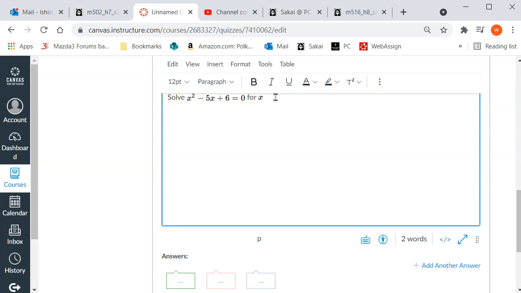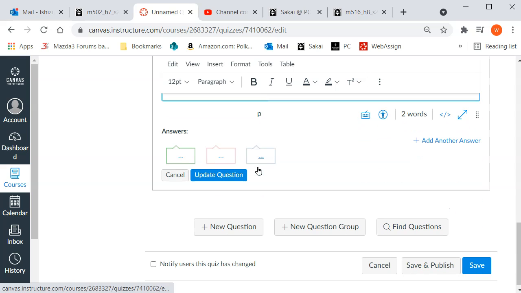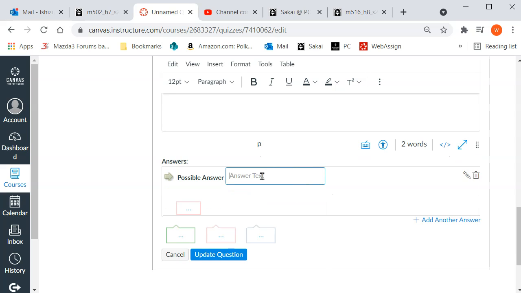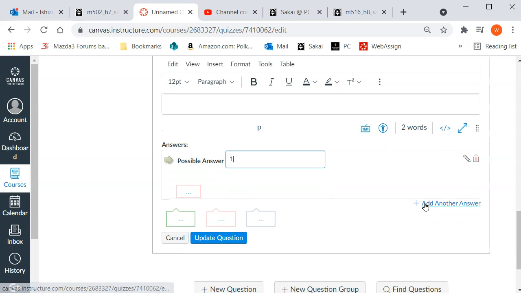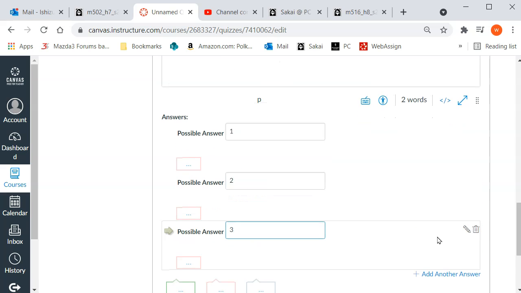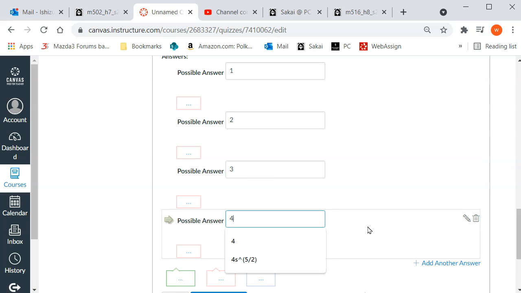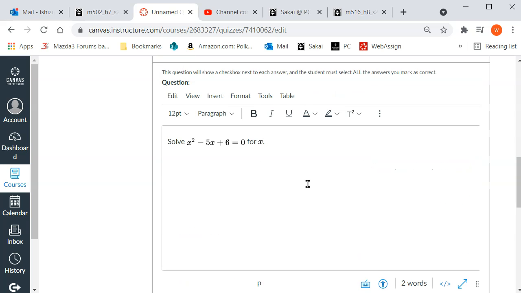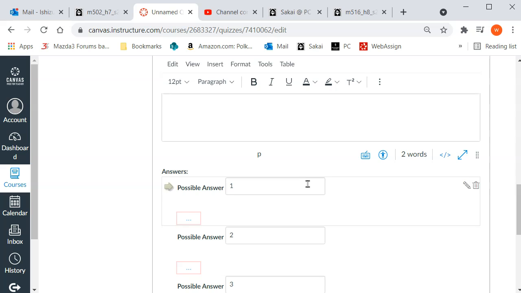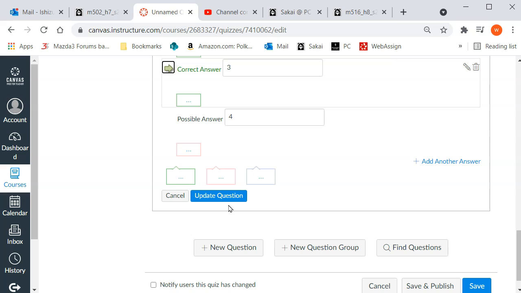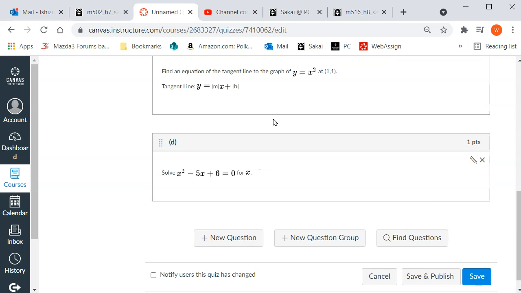Right, so this is the question here. The possible answers are 1, 2, 3, and 4. The answers to that quadratic equation, I think, are 2 and 3, so I'm going to say those are the correct answers. Then update questions. All right, so we got that.